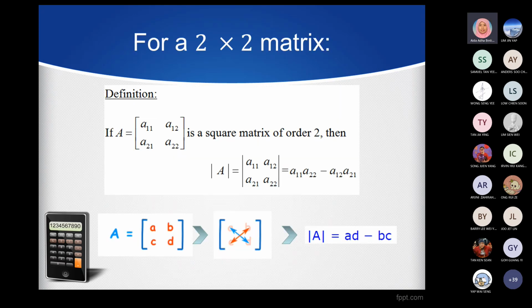Okay, so determinant 2 times 2. This is when the matrix has dimension 2 times 2, meaning the number of rows is 2 and the number of columns is 2. When you want to find the determinant, easy, right?